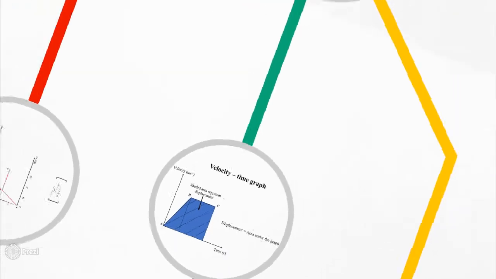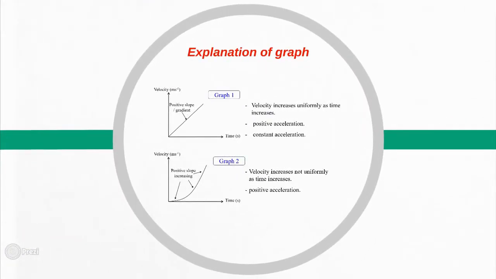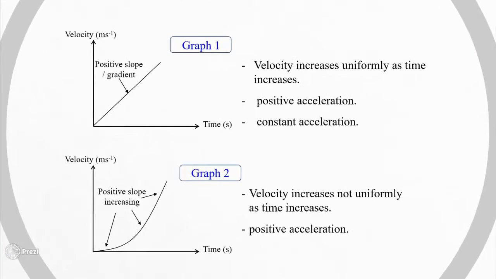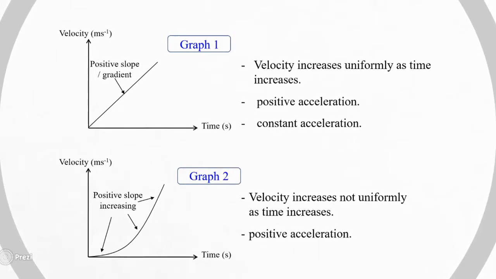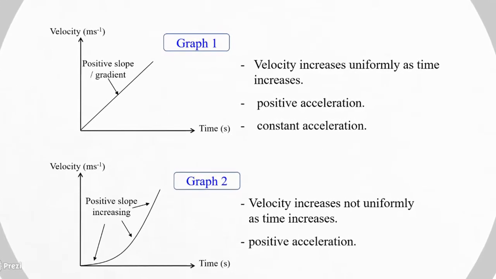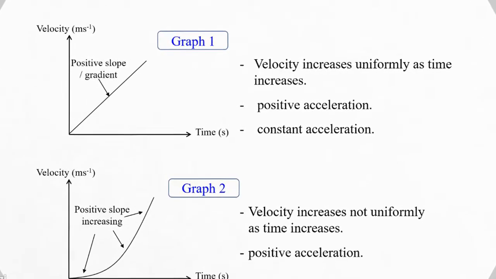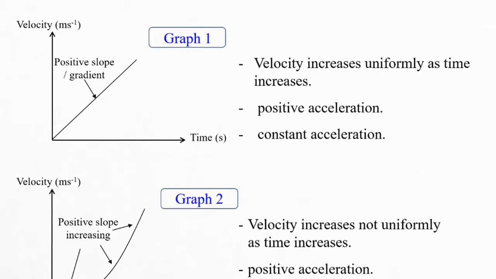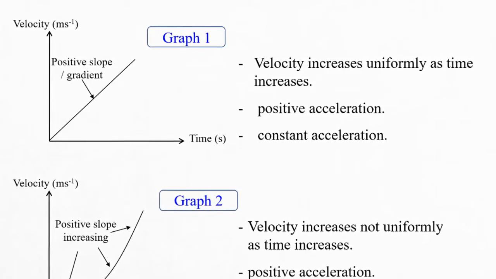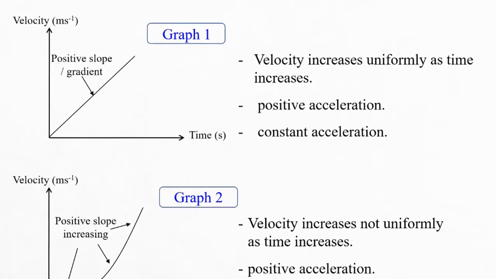Next, we will continue to the patterns of graphs and the explanation. Let's look at graph 1. This is a graph of velocity versus time. As you can see, velocity increases uniformly as time increases. From the gradient of the graph, we get positive acceleration. Because it is increasing uniformly, it means constant acceleration.